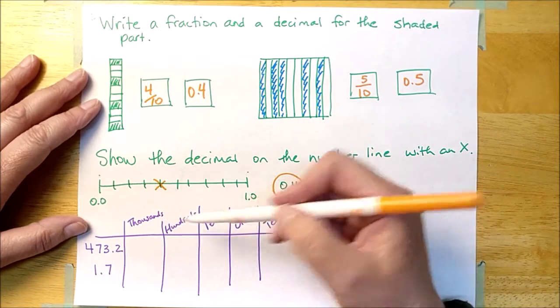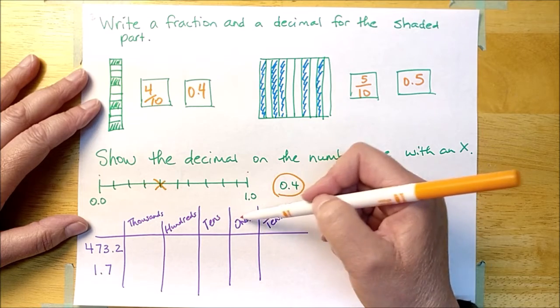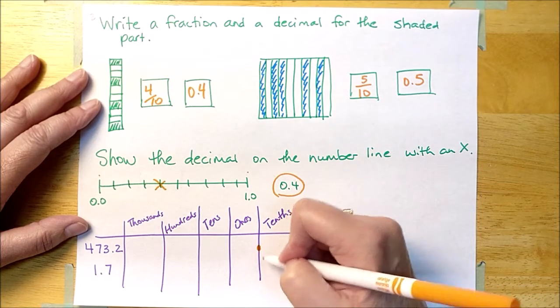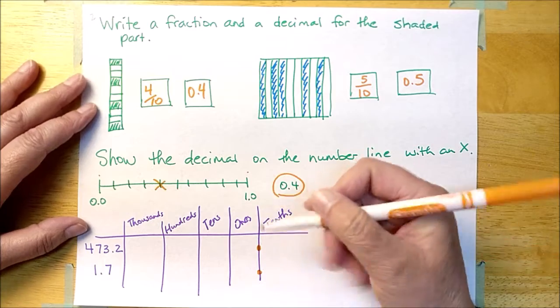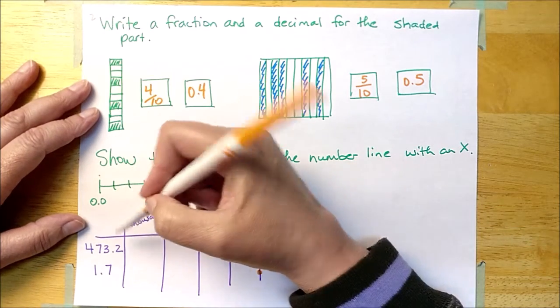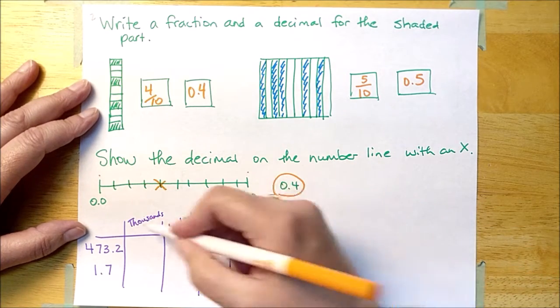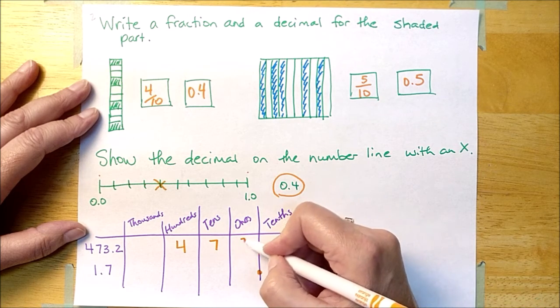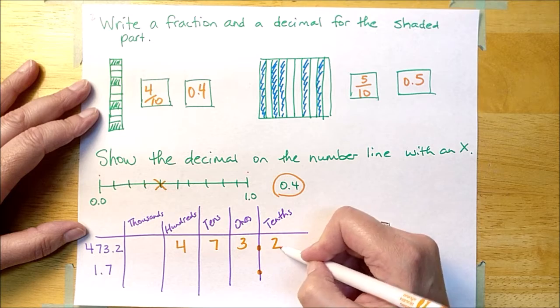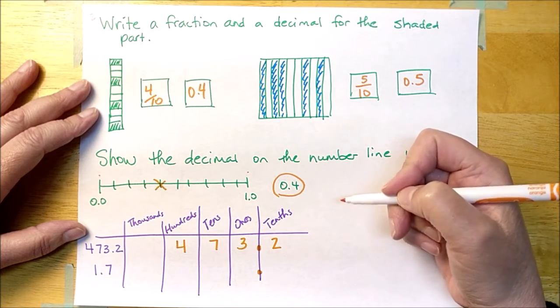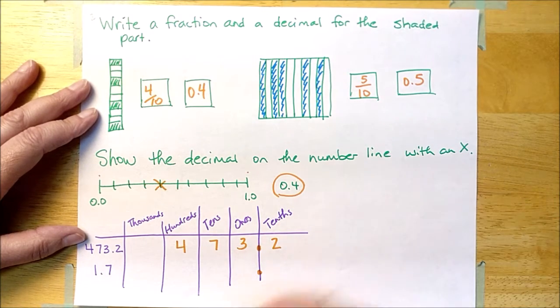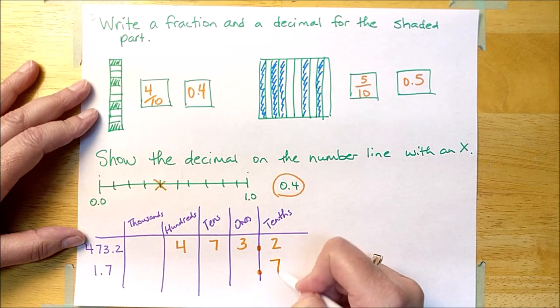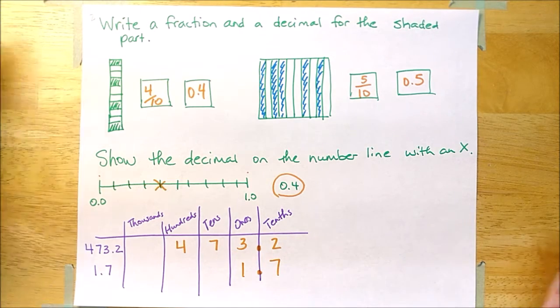For this one, you need to tell how many thousands, hundreds, tens, ones, and tenths are in the number. So this number is 473.2. There are no thousands, so I'm going to leave that blank. There's 4 hundreds, there's 7 tens, there's 3 ones, and there's 2 tenths. You did a whole sheet when you did a whole bunch of these before. This one has my tenths and ones. That's all you have to do.